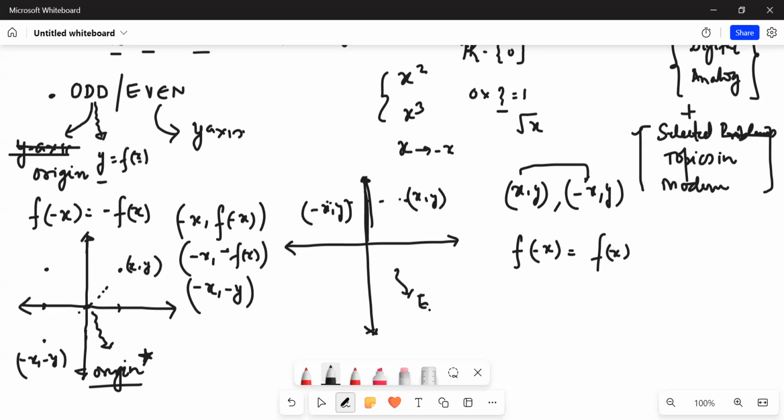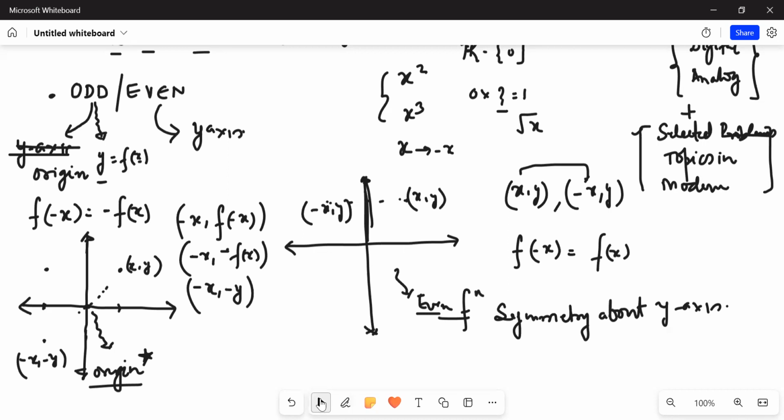If there is any doubt, please let me know. So for even functions, you have a symmetry about the y-axis. Is that clear? Okay. Now you see. Okay, good. So, what else can I do?